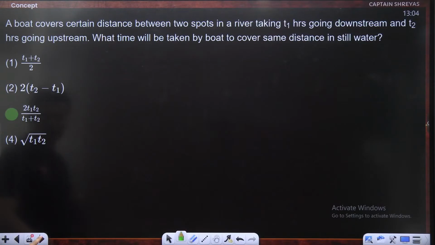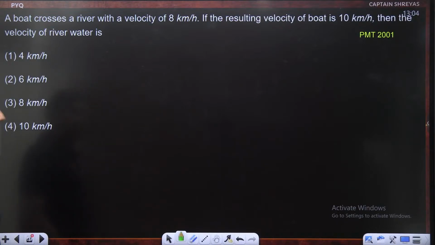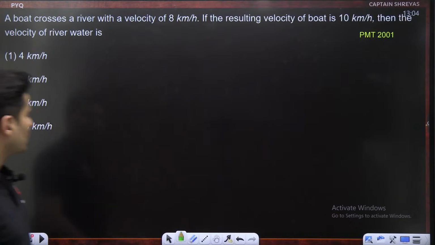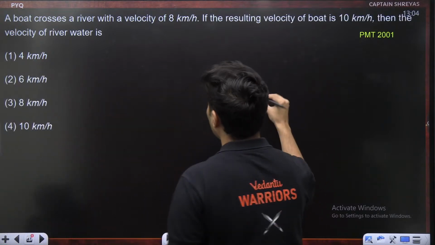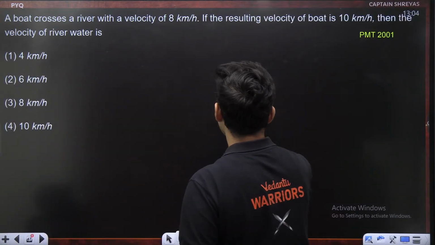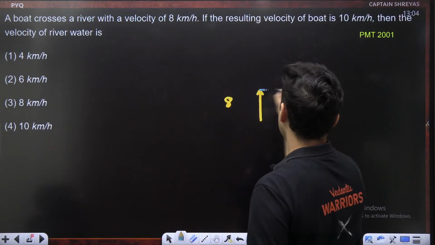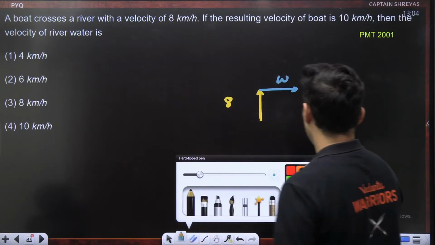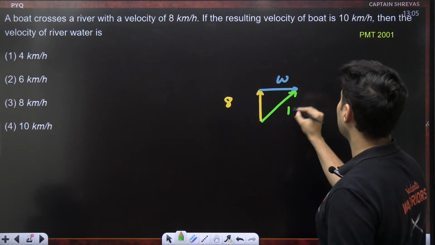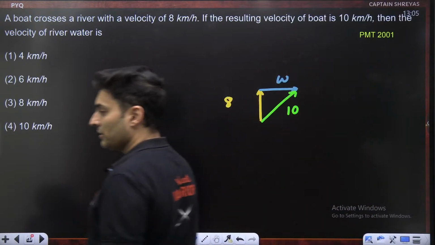Okay, moving on to the next question on your screen. A boat crosses the river with a velocity of 8, resultant velocity is 10, then the velocity of the river water is how much? So think about it. The boat is crossing with a speed of 8. The water velocity is unknown. The resultant velocity is 10. This was asked in PMT 2001.